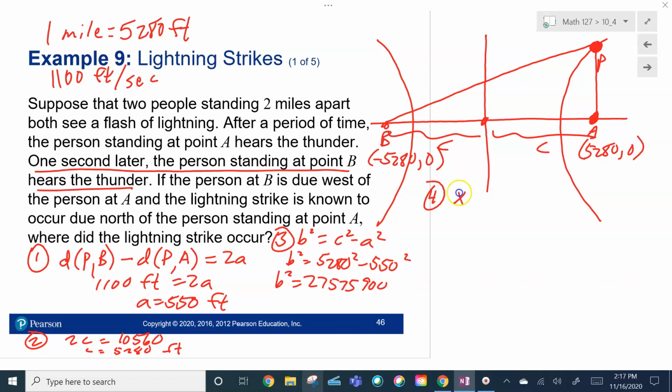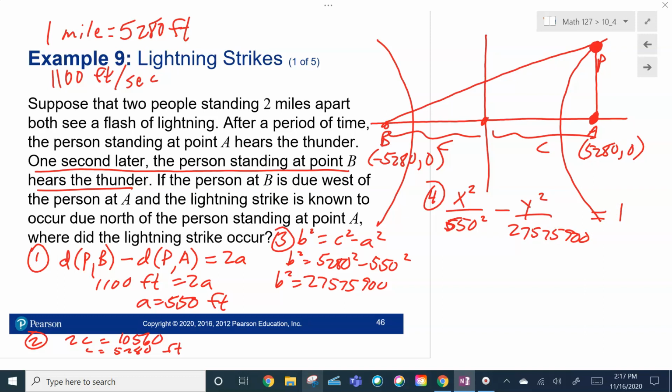So we can start writing our equation. I have x squared over a squared, that's 550 squared, minus y squared over b squared, which is already squared, 27,575,900, equals 1.